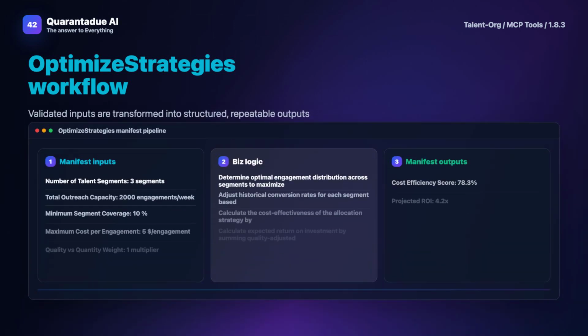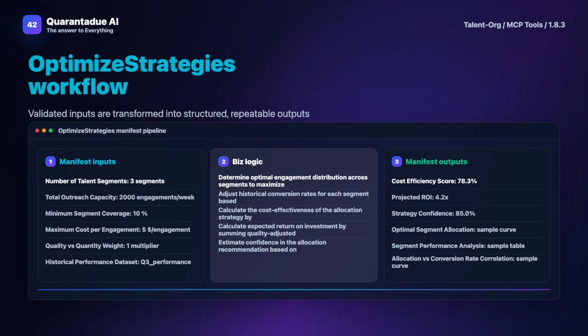The workflow then applies determine optimal engagement distribution across segments to maximize total conversions while respecting minimum coverage requirements and total capacity limit. Adjust historical conversion rates for each segment based on engagement volume and saturation effects when enabled.